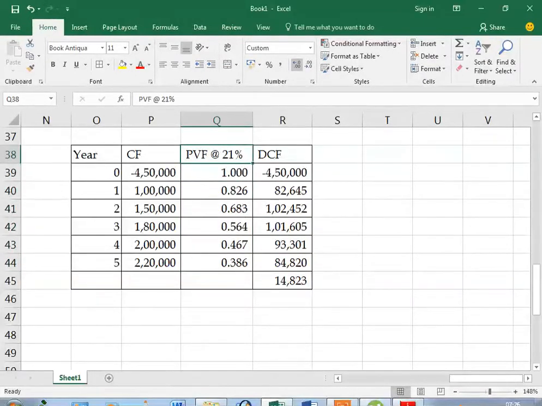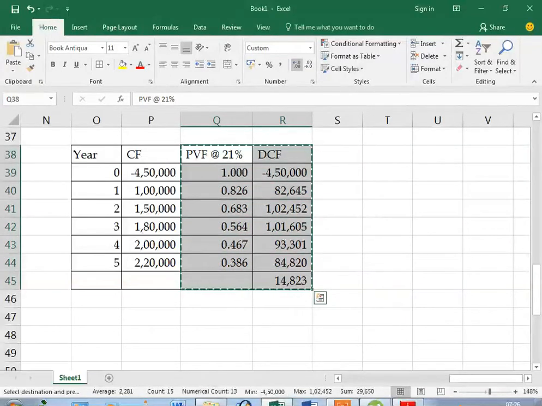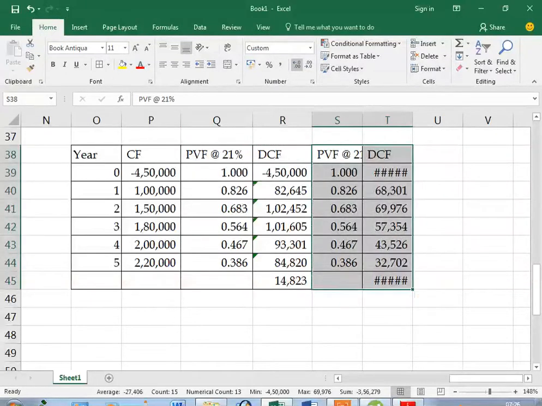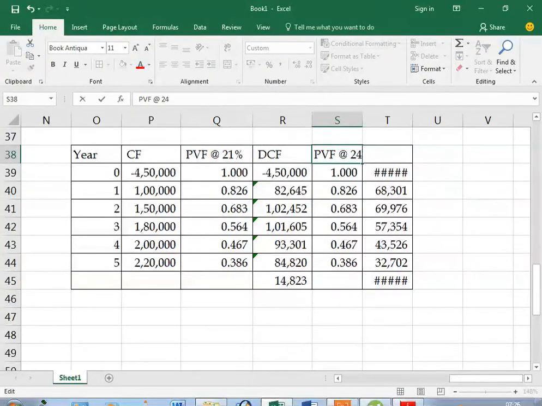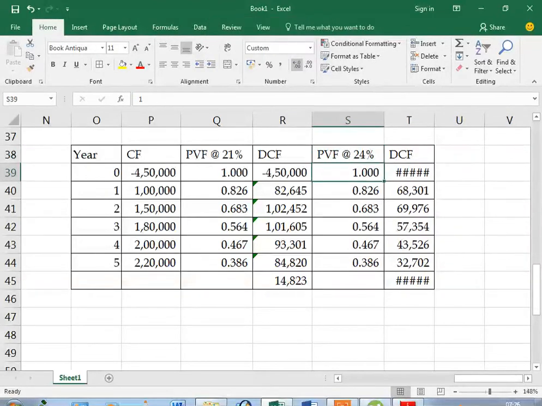I've got a positive NPV. I have to increase or reduce the rate. I normally prefer increasing or reducing it by 3%, so that at least I get a positive and a negative NPV. So next is PVF at 24%. It's very easy for me to complete it because of Excel, but for you it will take a lot of time.